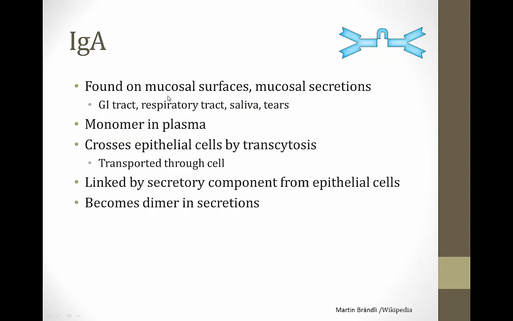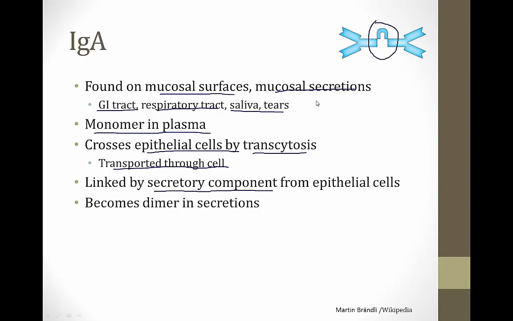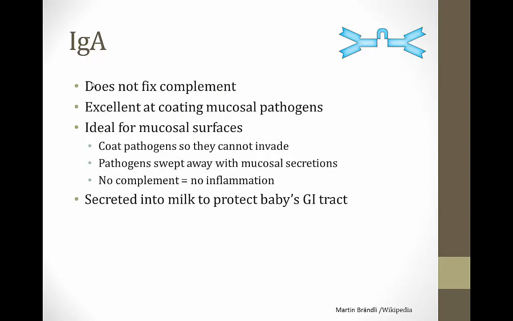IgA is the main antibody of mucosal surfaces and mucosal secretions, so you will find it in the GI tract and the respiratory tract. You can also find it in saliva and tears. It's a monomer in the plasma, but then it crosses epithelial cells by a process called transcytosis and gets transported through the cells. And as it goes through those cells, it gets linked by something called the secretory component, which is represented by this little link here, and then it becomes the dimer that you find in the secretions. Because it's linked by the secretory component, it does not fix complement.